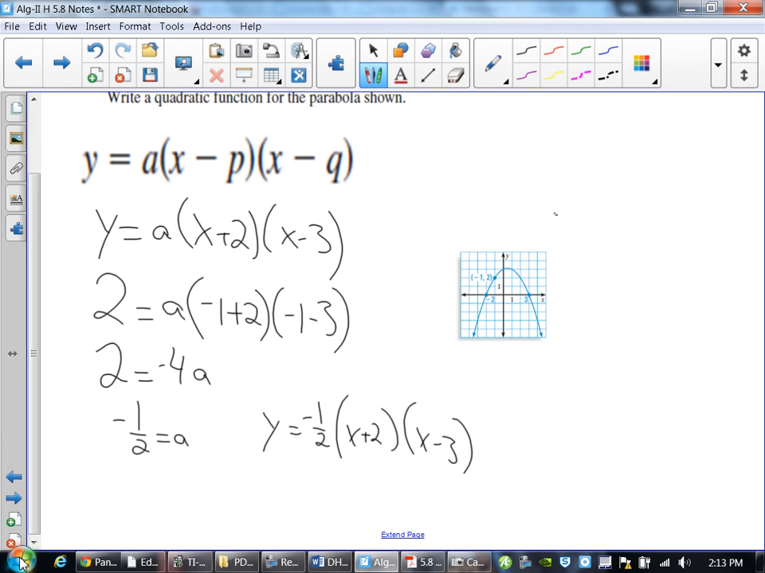Why did you write +2 when the p-value is -2? Remember, if my zero is at -5, my term is +5. Yeah, no, I was looking at the one in the other. Never mind, I got it. Okay?